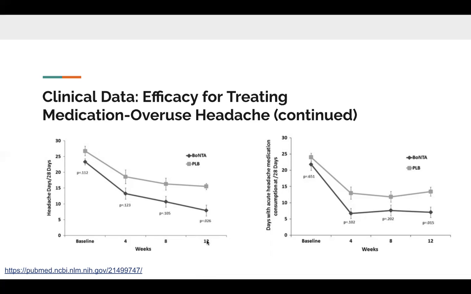On the left side, the only statistically significant value again is the Botox after 12 weeks. The reduction in headache days had a p-value below 0.05. And on the right side with the acute headache medication consumption, the only statistically significant value was that after 12 weeks, a p-value of 0.015. Botox patients had less acute headache medication intake than those that received placebo.